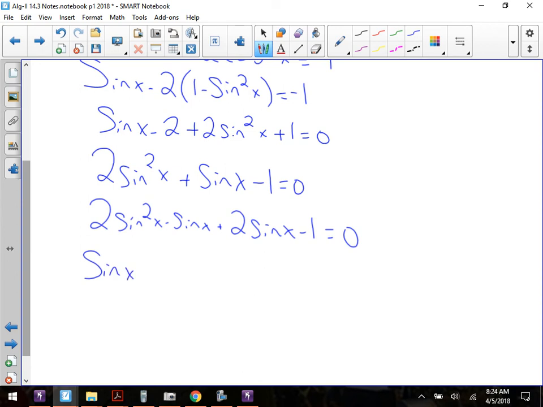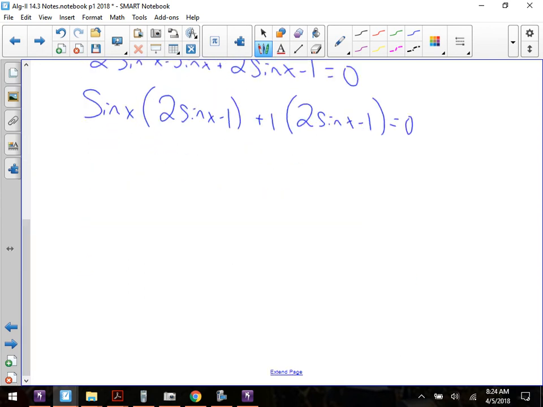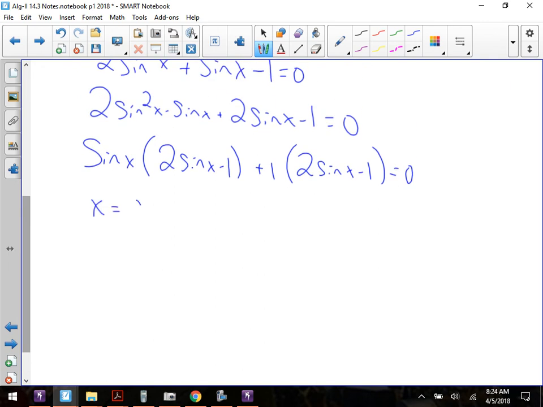GCF. Hey, look at that. It winds up being like the same answers again. So you get sine of x plus 1 and 2 sine x minus 1. So it's asking you what angle has a sine of -1? And what angle has a sine of 1/2? Now where's sine -1? 3 pi over 2, 1/2, pi over 6, pi over 6.